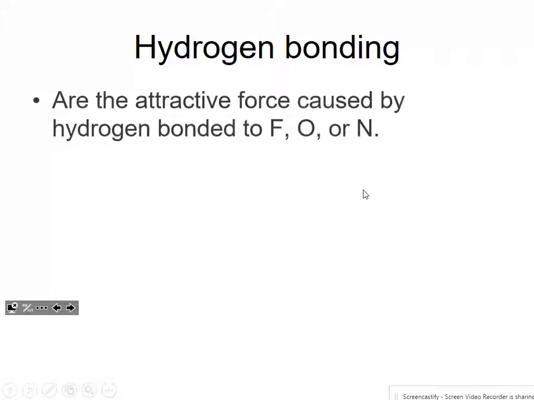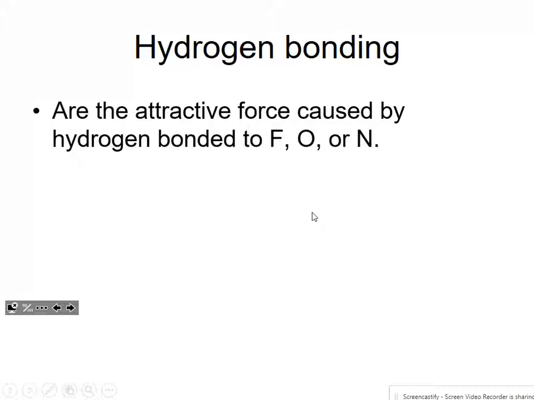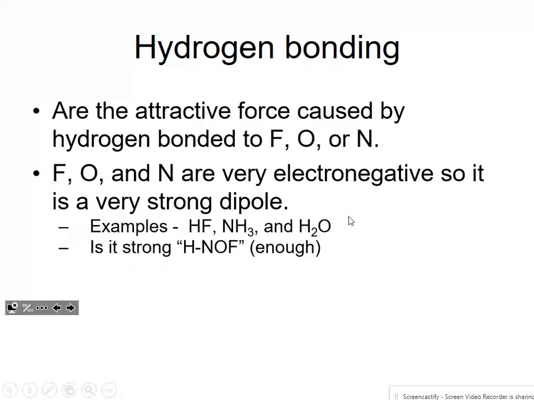Hydrogen bonding is the strongest. These are intermolecular forces caused by an attractive force where hydrogen is bonded to F, O, or N. If you look at where F, O, and N are on the periodic table, we know that fluorine is the most electronegative atom. So these three elements are very electronegative, so they have a very strong dipole. Examples would be HF, NH3, H2O.